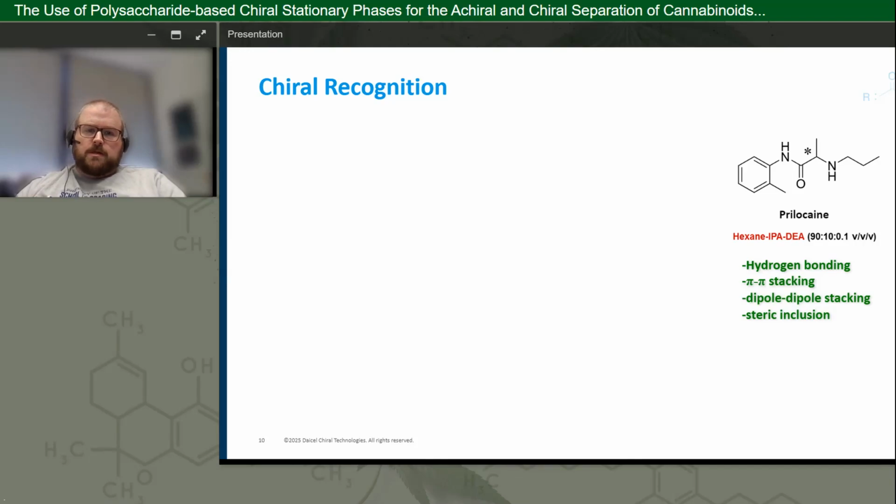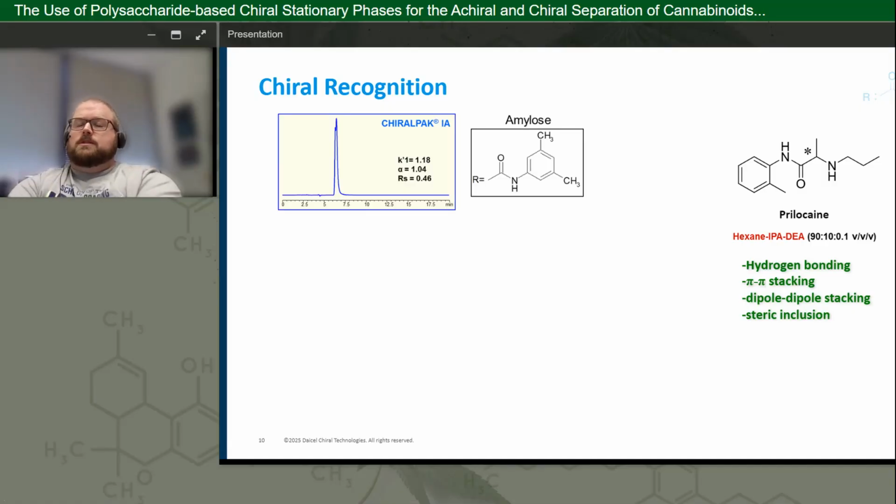This is a basic compound, so we want to make sure we have a basic additive there to keep everything neutral. If we were to try to separate this on Chiral Pack IA, which is amylose tris(3,5-dimethylphenylcarbamate), we see that there's basically no interaction at all taking place between the chiral stationary phase and the chiral analyte. There's just a very small hint of a separation.